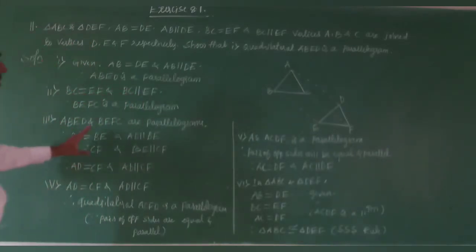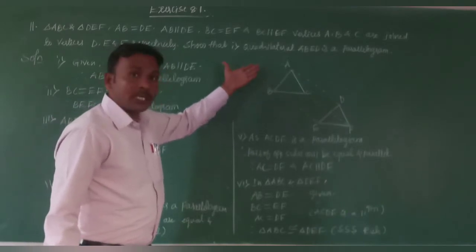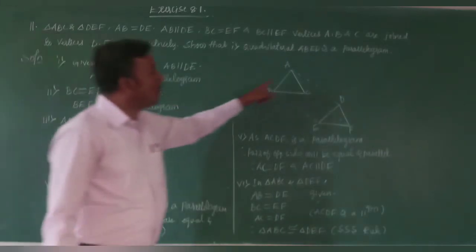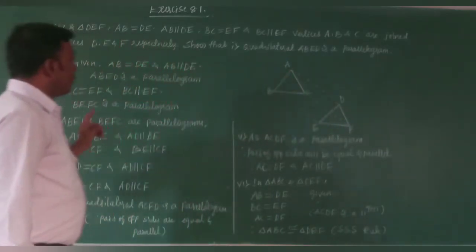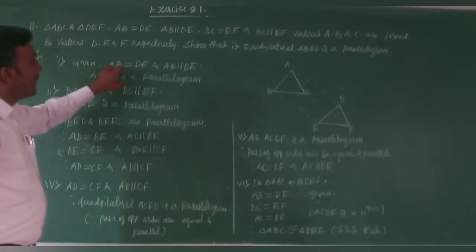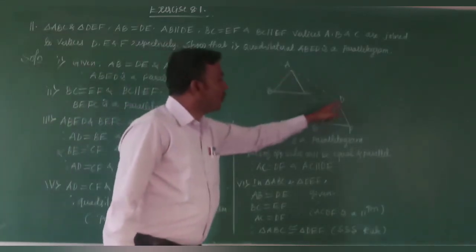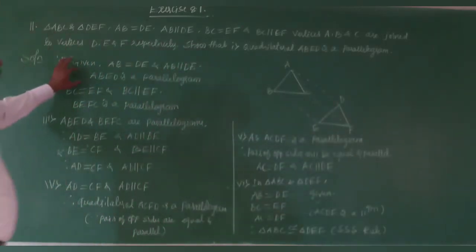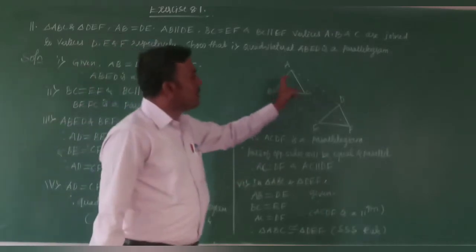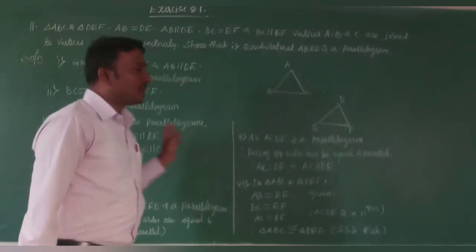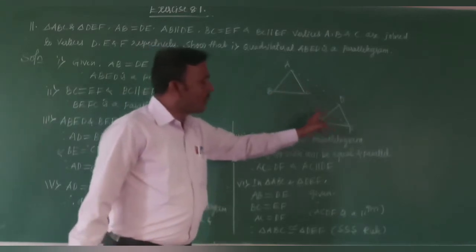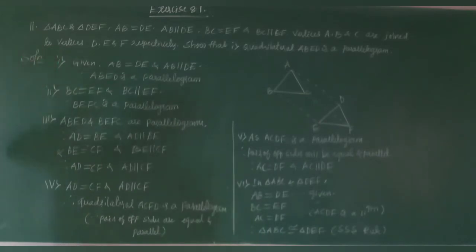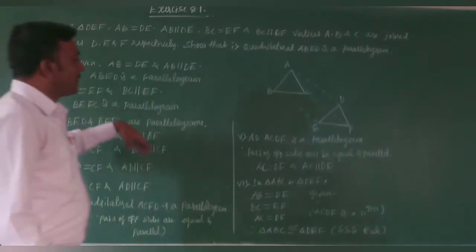So here a total of 6 questions are there. One by one I will solve here. Okay, the first question is we need to prove ABED is a parallelogram. It is given that AB is equal to DE, and AB is parallel to DE. Therefore, ABED is a parallelogram because opposite sides are equal and parallel to each other. So these two are parallel to each other, these also will be parallel and equal. So ABED is a parallelogram. Second condition, BEFC.